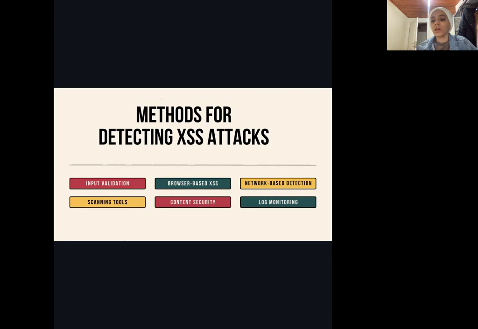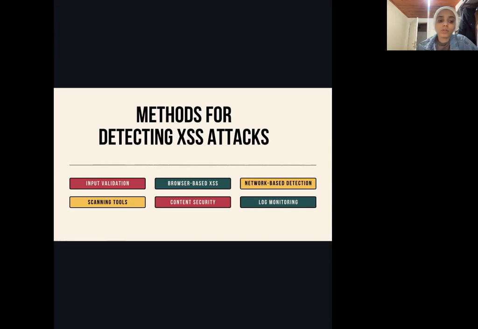and content security policy and log monitoring. So for input validation, this involves checking the user input for any suspicious or unexpected characters or patterns. This can help to prevent malicious code from being injected into a website. For example, when you give all the users the ability to search via the search bar, you have to have some input validation to restrict what the user is going to type in those bars.